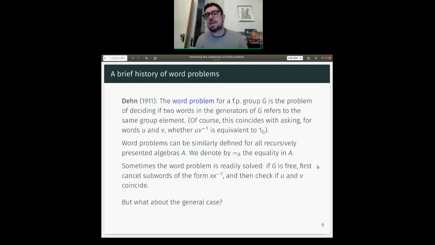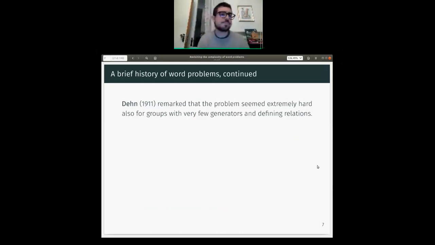But what about the general case? That was exactly the question. So is there a method, is there a decision procedure that, once and for all, you give as an input, for any possible finitely presented group, two words, and you would like to know whether they refer to the same group element or not, right? Do you have a decision procedure that rules them all?